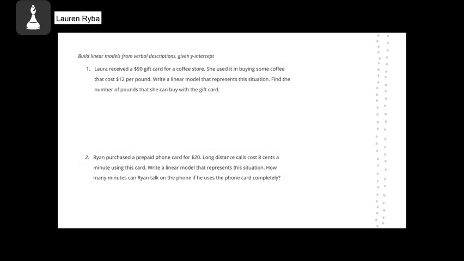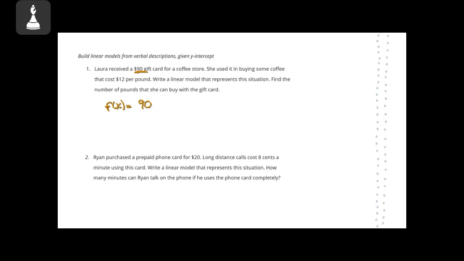Laura received a $90 gift card for a coffee store. She used it in buying some coffee that costs $12 per pound. Write a linear model that represents the situation, and then find the number of pounds she can buy with the gift card. Well, this is our starting value. So she starts with $90 on that card.